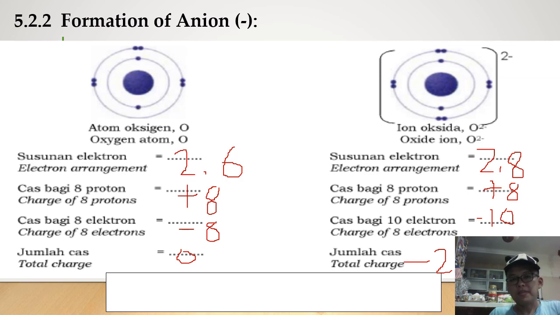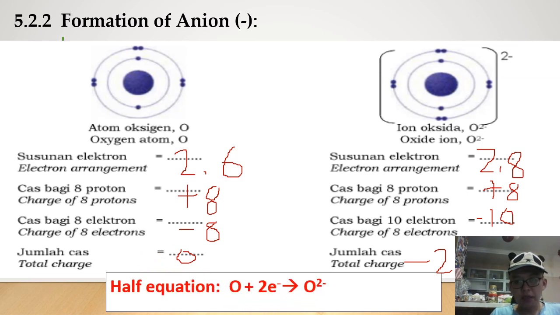Because the oxygen is nonmetal, nonmetal receive electron. When you receive electron, the electron you have to write in the left hand side. You can see the half equation, oxygen atom receive 2 electron will form oxygen 2 negative charge ion.